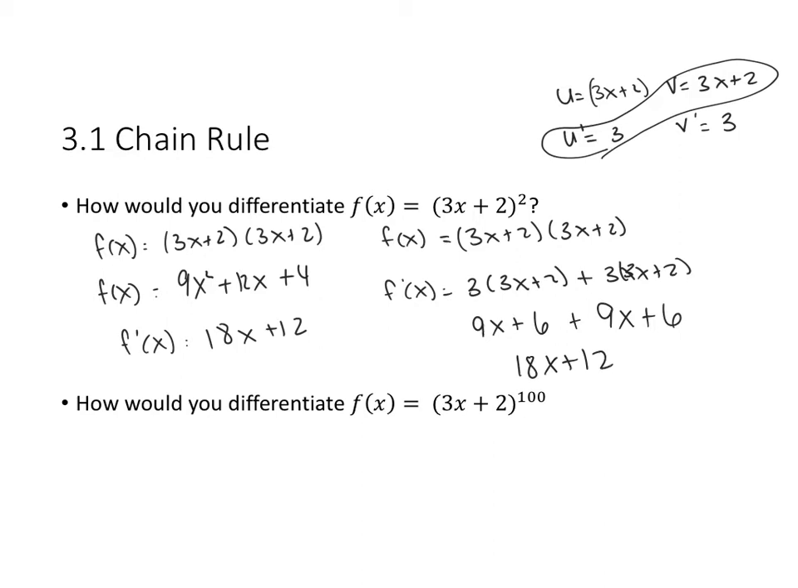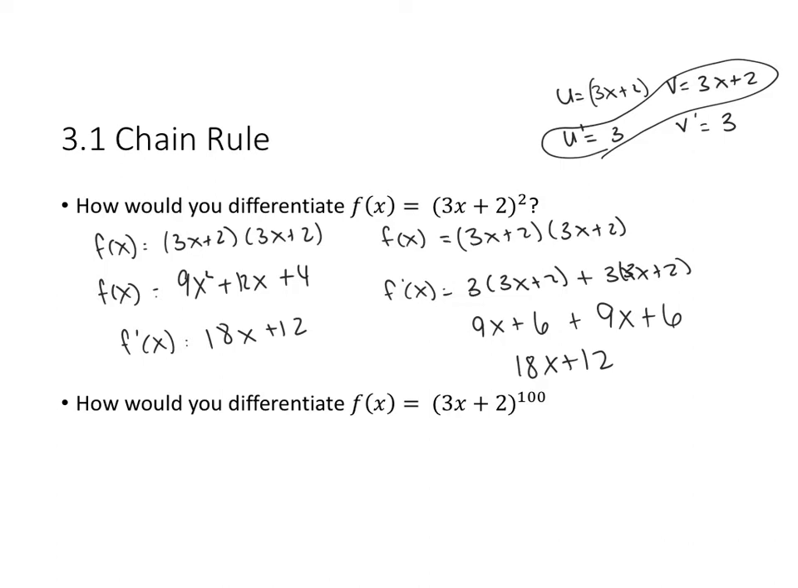So for this problem, we actually have two different ways to solve it, and both of them were equivalent at 18x plus 12. However, how would we solve this problem with (3x + 2) to the 100? That would be a lot of FOILing. That would make it very difficult to FOIL out. It would also make it very difficult to use the product rule. Writing something out 100 times would be really cumbersome and a waste of time. So that's why we're going to use the chain rule.